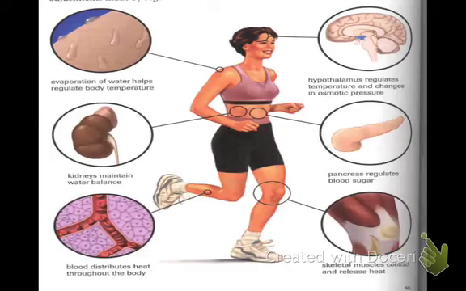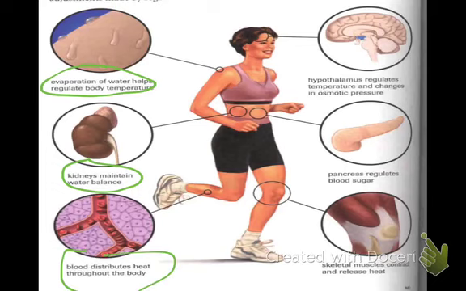Okay, and then here's another example. So to maintain homeostasis in our body, evaporation of water helps regulate body temperature. Your kidneys maintain water balance, the correct amount. Like if you drink too much water, guess what? You have to pee a lot more. If you don't drink a lot of water, then you don't pee as much, but your urine gets really, really dark yellow and it smells really, really bad, and that is telling you, hey, you probably need to drink more water. Blood distributes heat through the body so that one part of your body doesn't get overheated.